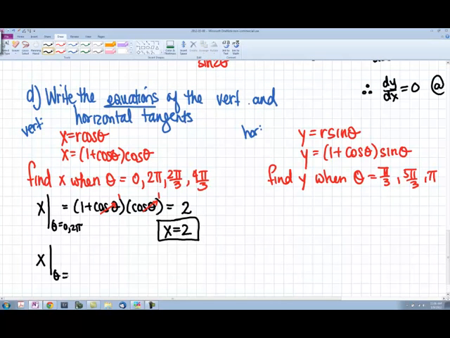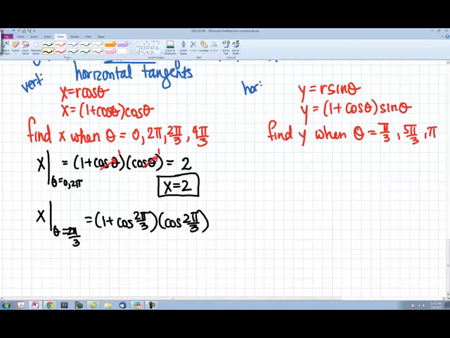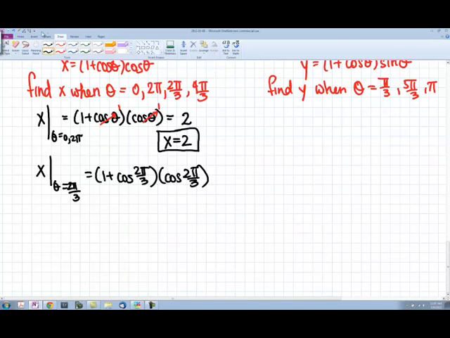We want to find x when theta equals 2 pi over 3. So that's 1 plus cosine 2 pi over 3 times cosine 2 pi over 3. Cosine 2 pi over 3 is equal to negative 1/2. So we end up with x equals 1/2 times a negative 1/2, so our vertical tangent line here is x equals negative 1/4.